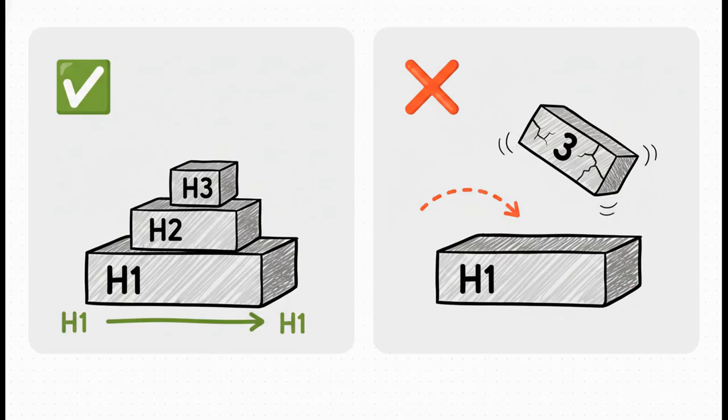And this visual just shows it perfectly. The correct path is sequential. You go from heading 1 to heading 2, then to heading 3. The incorrect path, where you jump straight from a heading 1 to a heading 3, is like trying to build a room that's just floating in midair. It has no floor, no heading 2 to support it. The whole logic just falls apart.